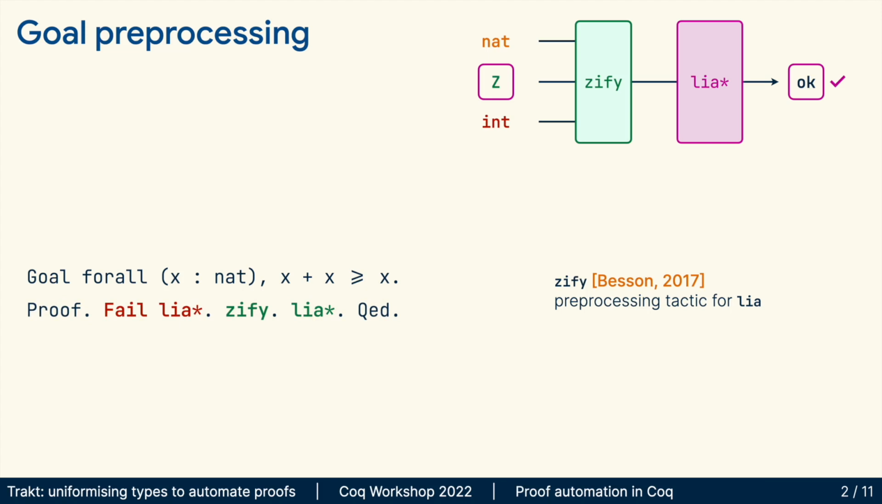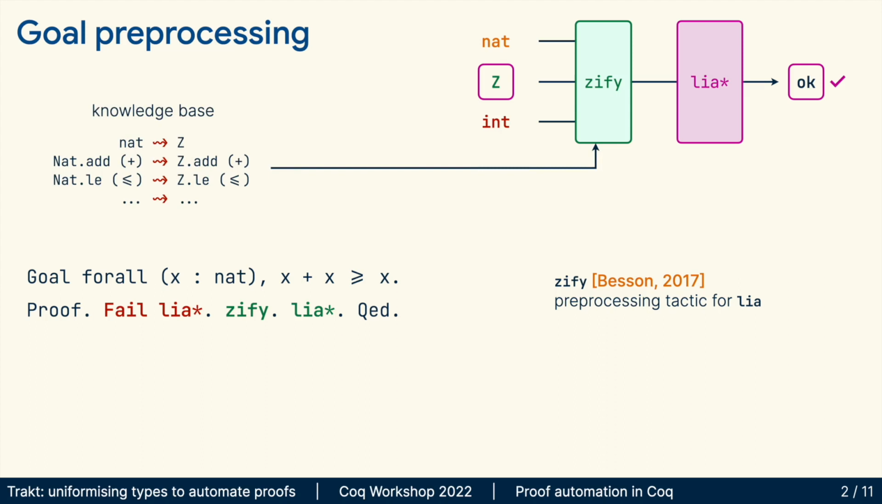Here, for those knowledgeable about LIA, I made the distinction between LIA and the preprocessing-free version of LIA, which I call LIA star. This is because in the modern LIA, Zify is included by default, and I wanted to show the difference between the preprocessing and the automation tactic. It works with a knowledge base. The user gives associations between types and values, it's based on type classes, and the tool will use these type classes to rewrite the goal.